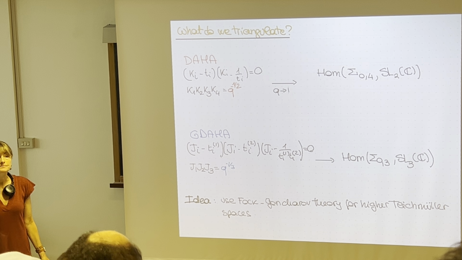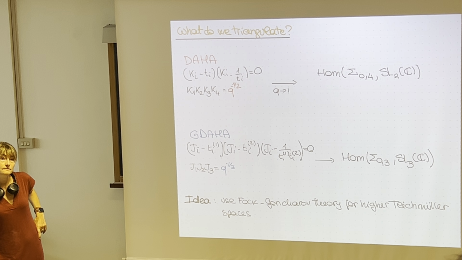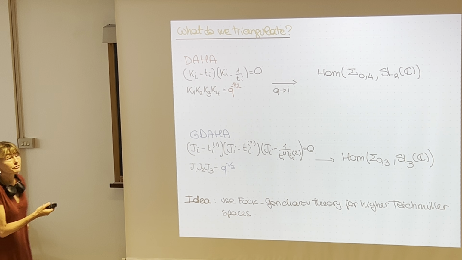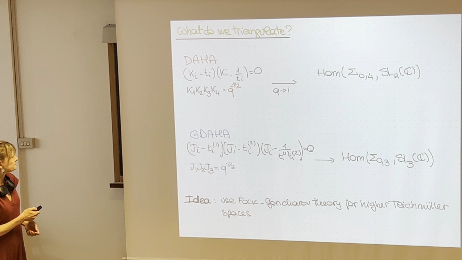Quick question. Maybe you're going to say this later, but when you think about Fock-Goncharov, this Q is the deformation parameter, the quantizing parameter. Is it the case that when you take the 4 monodromies or the 3 monodromies, they don't multiply to the identity, but actually to Q? Yes. If you quantize, yes. If you don't, no.